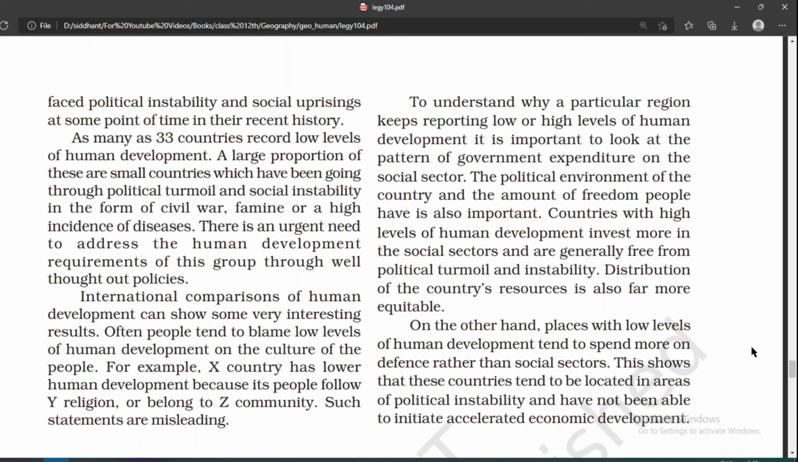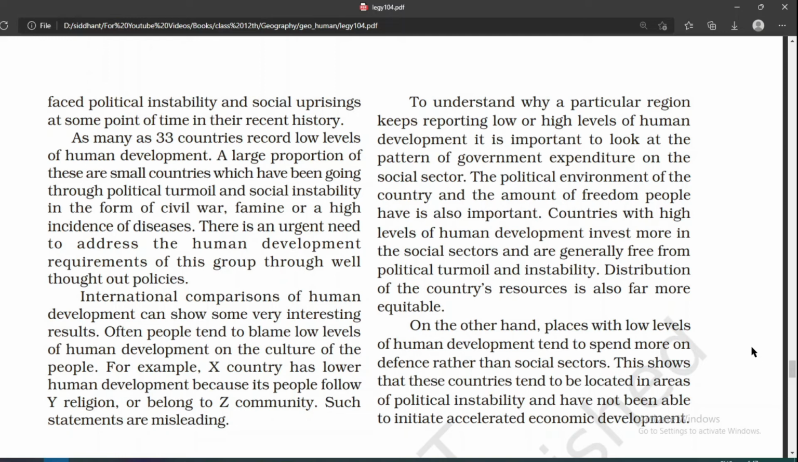As many as 33 countries record a low level of human development. A large proportion of these are small countries which have been going through political turmoil and social instability in the form of civil war, famine, or a high incidence of disease. There is an urgent need to address the human development requirements of this group through well thought out policy.